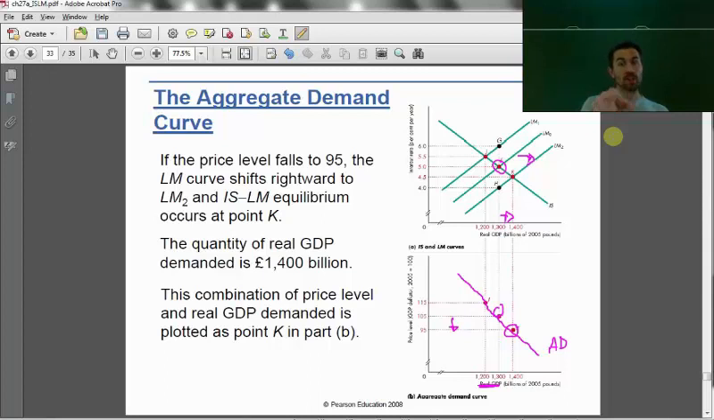It's all the points of equilibrium in our ISLM model at different price levels. And remember, every point of equilibrium in the ISLM model is a point of equilibrium in the goods market and a point of equilibrium in the money market.